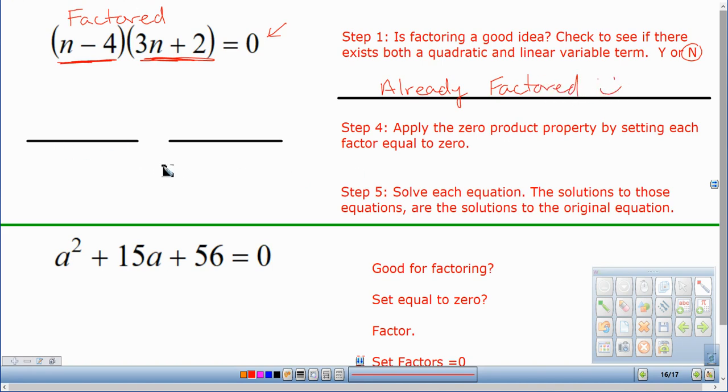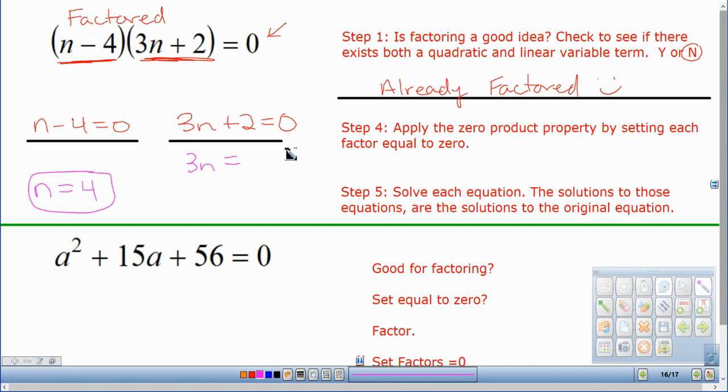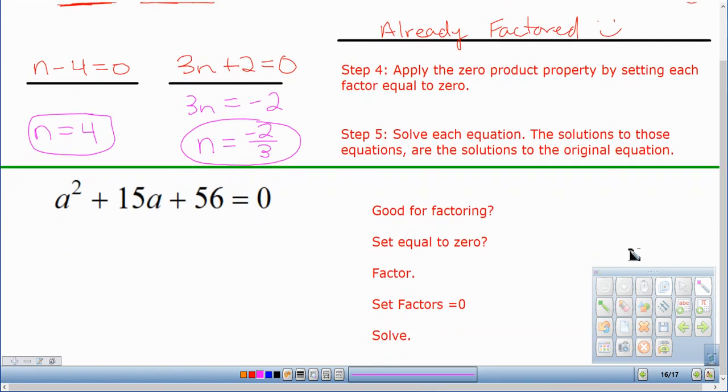We're happy about that. And so all I need to do is take this factor, set it equal to 0, and then take this factor and set it equal to 0. And I'll solve each of those equations. So you get n equals 4, positive 4 would work. And if I subtract first, I would get 3n equals negative 2. And then I would divide by 3. So I would get negative 2 thirds. Awesome. So we were able to skip steps 2 and 3 because it was already factored for us and set equal to 0.